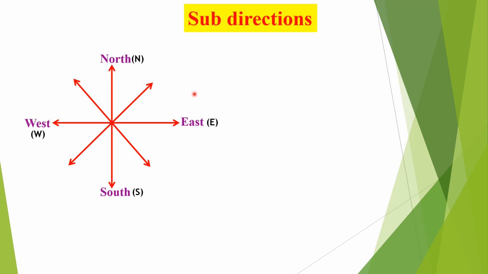The first subdirection is the direction which lies between the north and the east, called northeast, because this direction is between the north and the east. That's why we call this one northeast. Then the next direction is the direction between the east and the south, called southeast. We have to start to name these subdirections from the north or south.